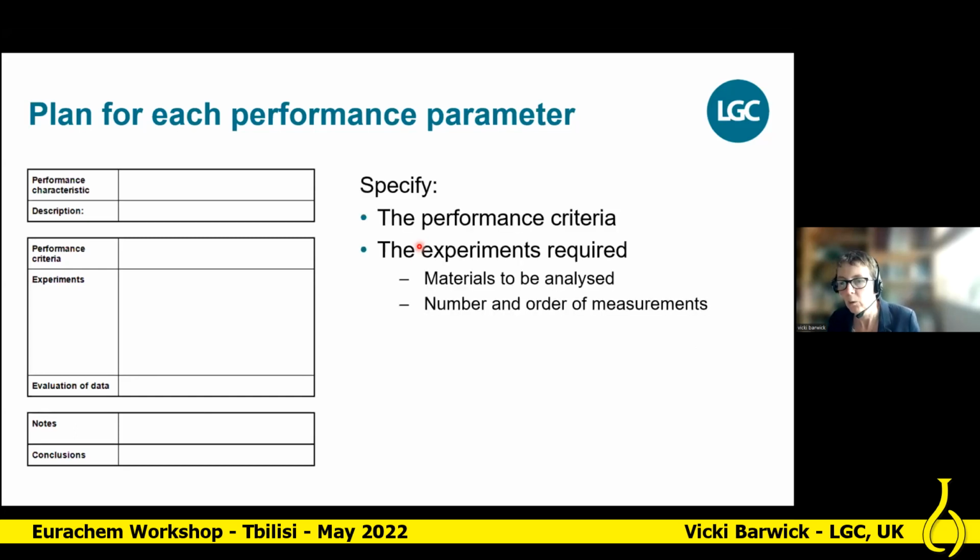So we need to think about what it is we're actually going to analyze. So what are going to be appropriate materials? And that will vary across the different performance characteristics. So for example, if we're trying to evaluate trueness or bias, we need a reference value. So it'd be quite common to analyze a certified reference material to help us to evaluate bias.